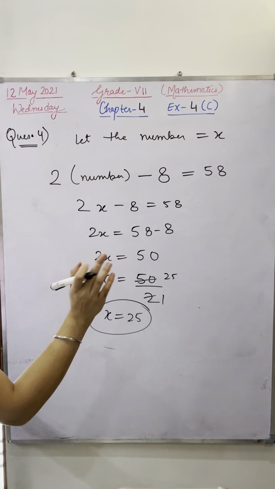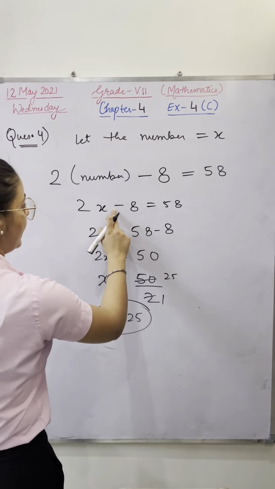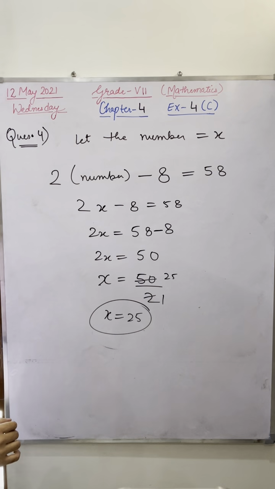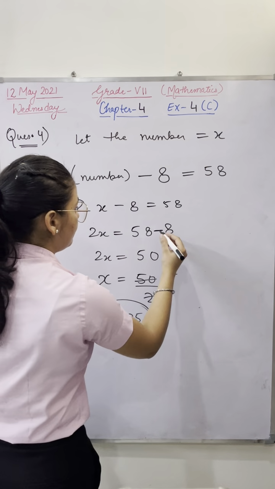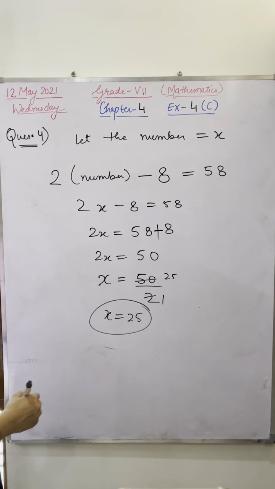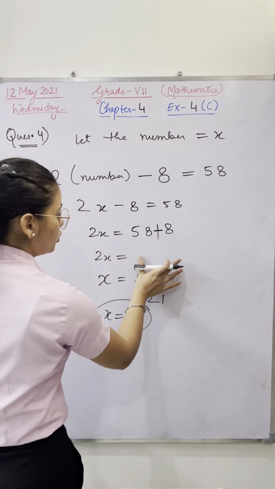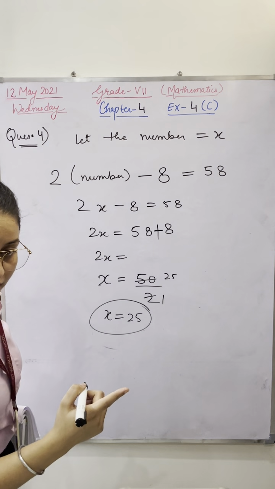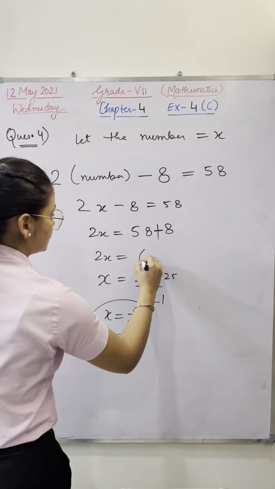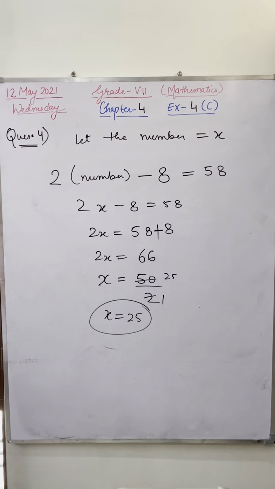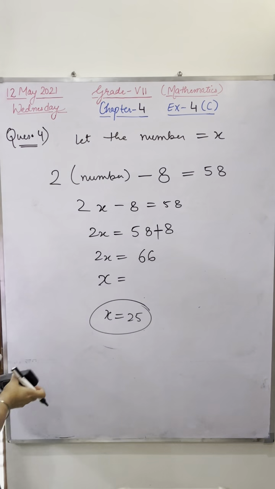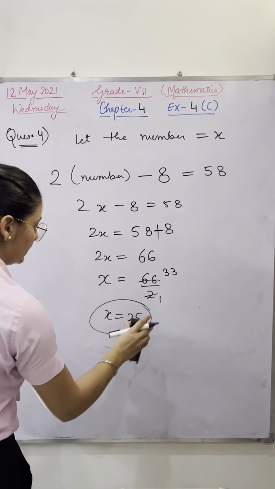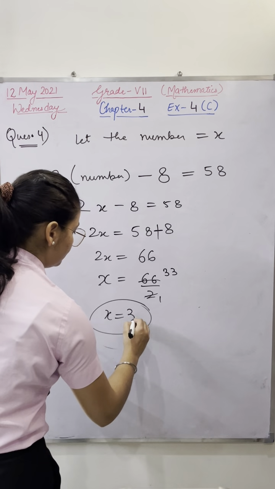Sorry, one more thing. When it is decreased, this is in minus. When this goes to that side, yes, some student has caught the mistake, it will become plus. 58 plus 8, how much? Quickly. Yes, 66. Very good. After that, 66 divided by 2. 2 threes are 6, so the x value is equal to 33.